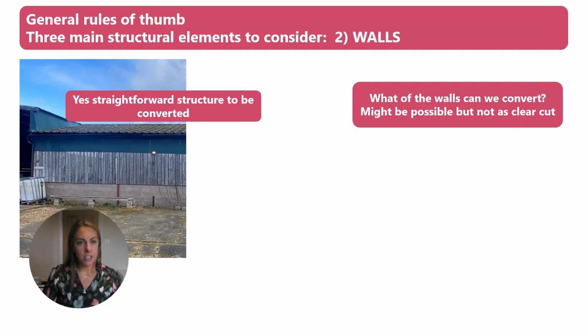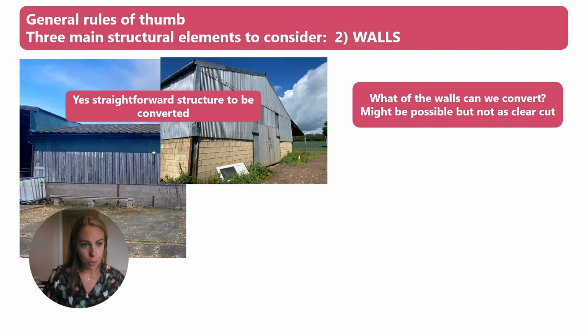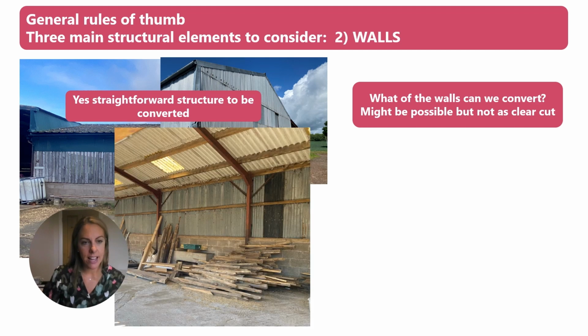So the next element to consider is the walls. Basically, the more enclosed, the better, again, as a rule of thumb. Ideally, we like to see some form of brickwork or concrete around the base. That is our preference, because again, you can convert from that. So some sort of breeze block or concrete panels around the base with either Yorkshire boarding, tin cladding, or fibre cement above up to the eaves. That's also fine, and we've got lots of those through.